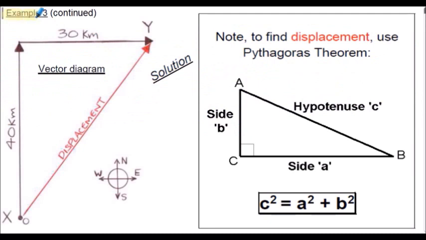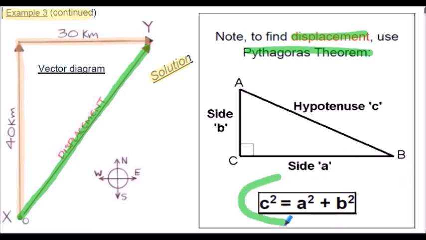So here's example 3 continued. This is the beginning of the solution. Just note we have drawn here a vector diagram, and in this particular diagram this is actually a right-angled triangle. The train starts from station X and travels due north 40 kilometers and then continues due east 30 kilometers. It arrives then at station Y. Just notice for reference we will calculate the displacement shown here using Pythagoras' theorem. We've reviewed Pythagoras' theorem in a previous presentation.